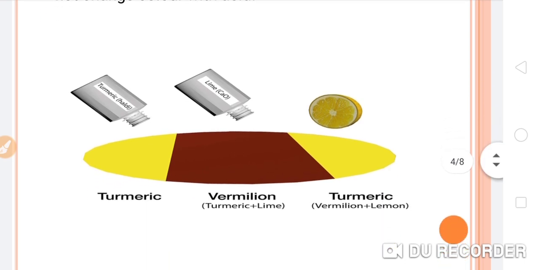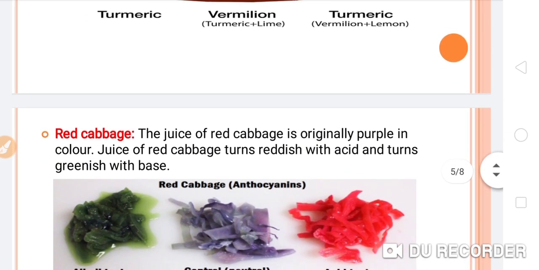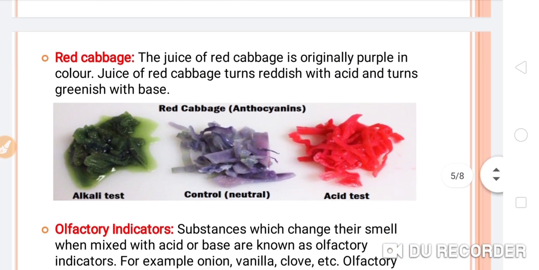So with the help of turmeric we have identified which solution is the acidic solution and which solution is the basic solution. Now third, that is the red cabbage. This is also a very important indicator by which we can identify acidic and basic solutions. You can see here, the middle one is the red cabbage. Okay, its color. So let's see what the red cabbage is.